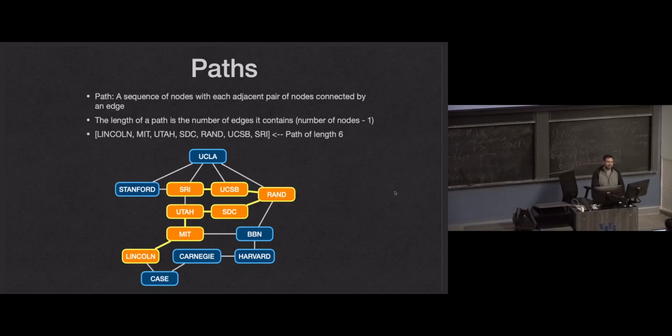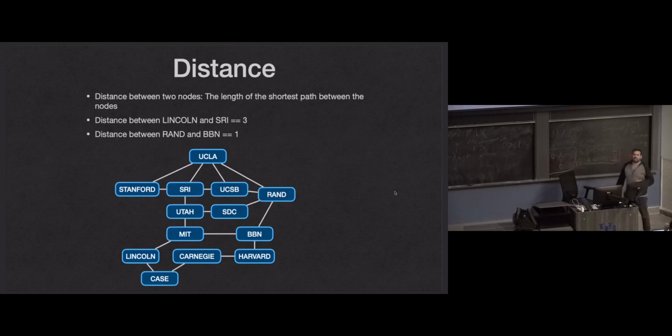The length of a path, and then distance is the length of the shortest, or at least a shortest path between 2 nodes. So, for example, Lincoln and SRI, the shortest path between them is going to be 3. 1, 2, 3. We can stare at this graph all day. You're never going to find a path between Lincoln and SRI that's shorter than length 3. You're never going to find a path of length 2, or of course 1. So that's the distance between those 2 nodes. The distance between 2 nodes, the length of the shortest path. So for task 3, distance between those 2 grid locations, the length of a shortest path between those 2.